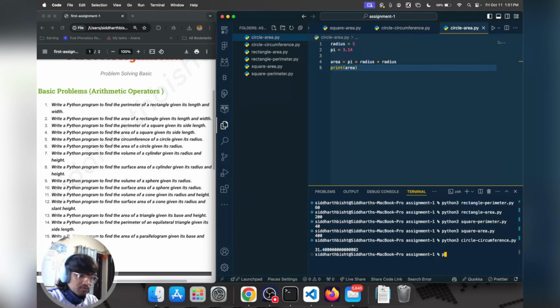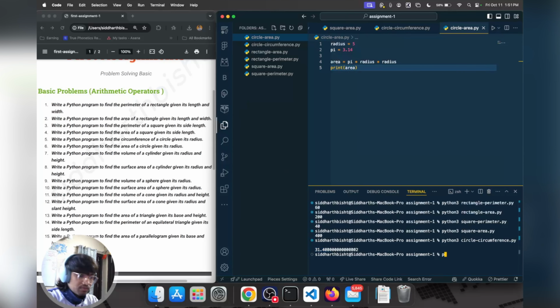Python 3 circle area.py, 78.5. There is one more way by which we can do this. Let me comment this out and write area equals pi multiply by radius, and then this is the exponential operator, or the power, radius square. Now if I run this, I will get the same answer. So these are the two ways by which I can square the radius: radius multiply by the radius, otherwise radius square, exponential.